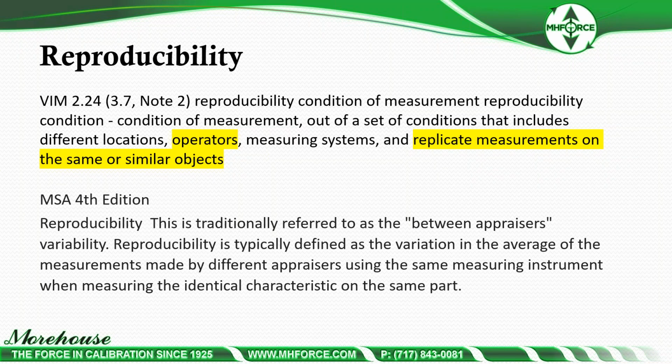But if we look at also MSA 4th edition, reproducibility, this is traditionally referred to as the between appraisers variability. Reproducibility is typically defined as the variation in the average of the measurement made by different appraisers using the same measuring instrument when measuring the identical characteristic on the same part. So if we go by the MSA definition, which seems to be accepted by several people, we can satisfy that criteria by doing between operators.